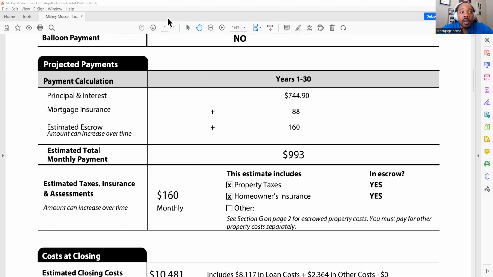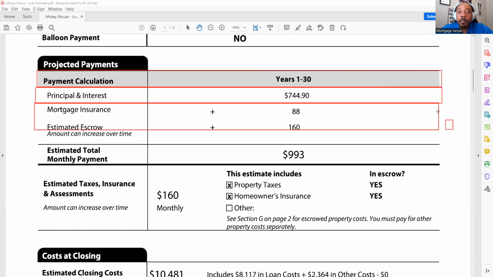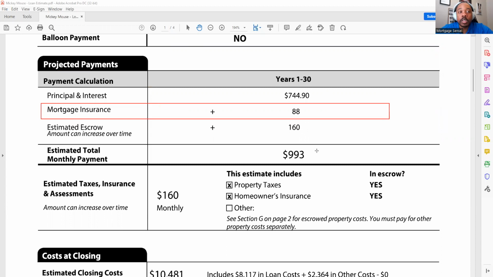Moving on down here. The next section we're looking at is your projected monthly payment. Now, this is where everything really is going to start to come together, and you know what your total monthly payment is. So when it comes to the calculation, it'll let you know the year range, as you can see here, and then we see the same number of the principal and interest portion of the payment. And then below that, you have the mortgage insurance.